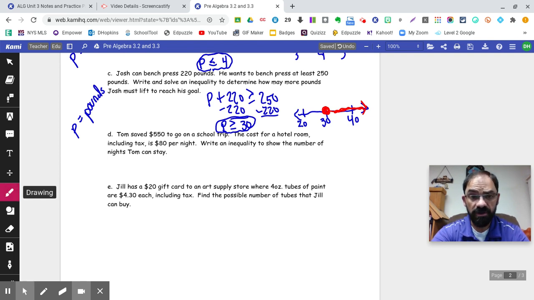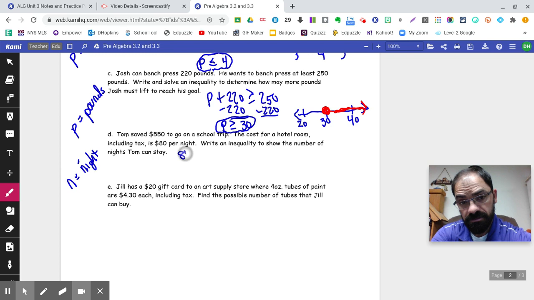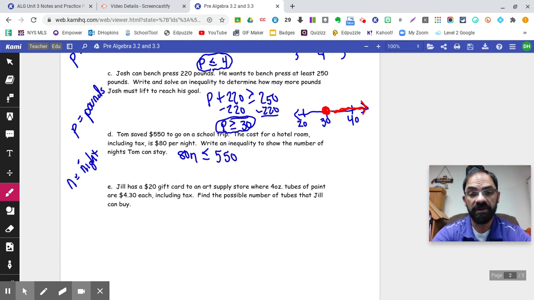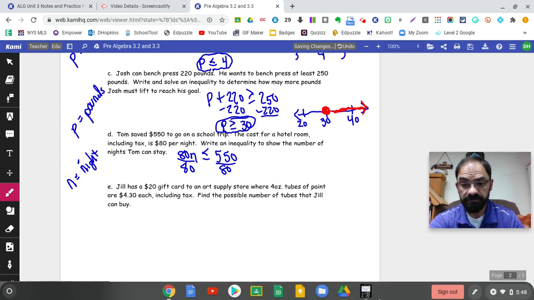Tom saved $550 to go on a school trip. The cost of the hotel room, including tax, is $80 per night. Write an inequality to show the number of nights that Tom can stay. So it's $80 per night. So now I'm multiplying. Let's let n equal night. So 80n has to be less than or equal to 550 because that's all the amount of money that he has. That's it. So to get n by itself this time, we're going to divide by 80.